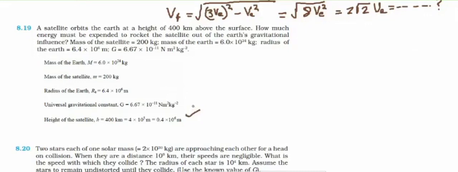How much energy must be expended to rocket the satellite out of the Earth's gravitational influence? Mass of the satellite is given, then mass of Earth is given, then radius of Earth is given, g also. So we know that the satellite can escape from gravitational attraction of Earth provided its total energy, kinetic plus potential, is 0.